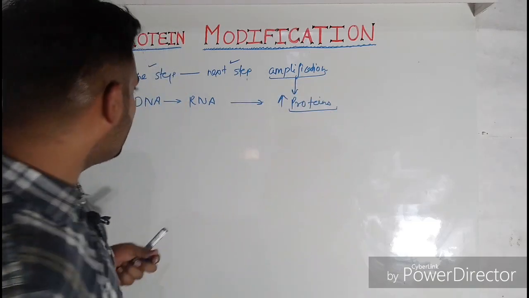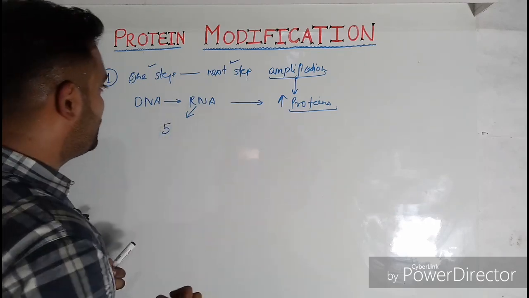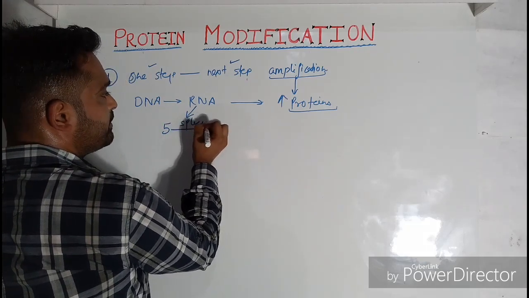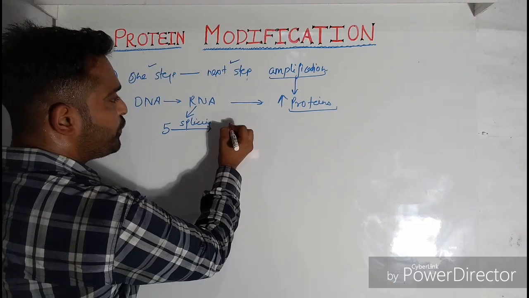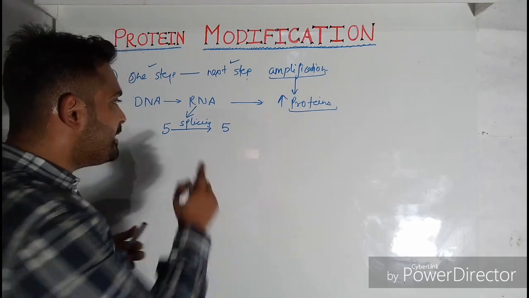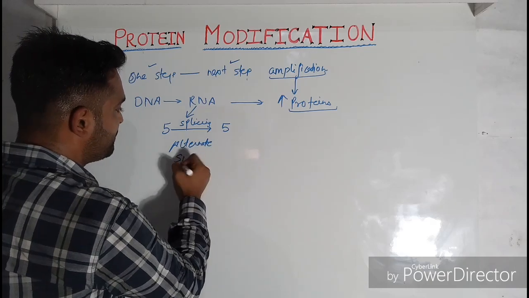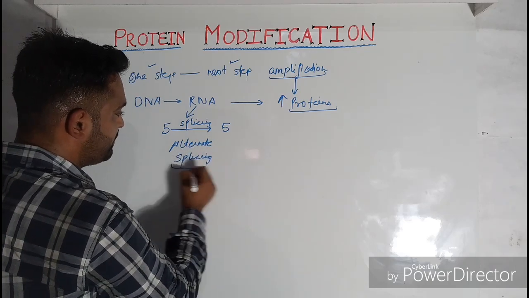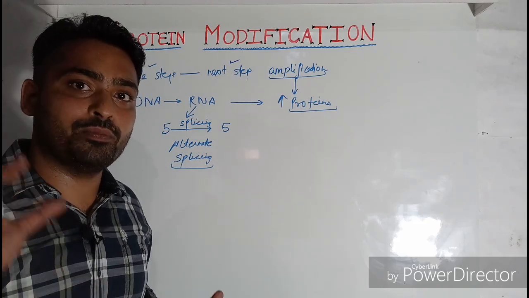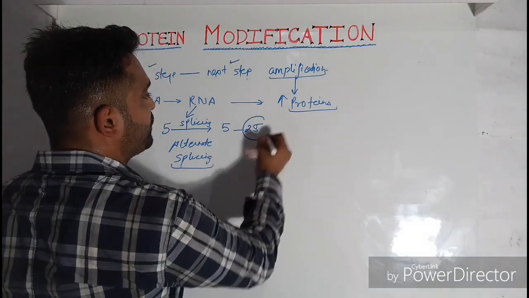Suppose the number of RNA molecules is 5, and after splicing we are getting 5 in number. One RNA is giving one protein, but if we subject it to alternate splicing, one RNA molecule would give more than one protein molecule. That means we can say 5 is giving 25 proteins.